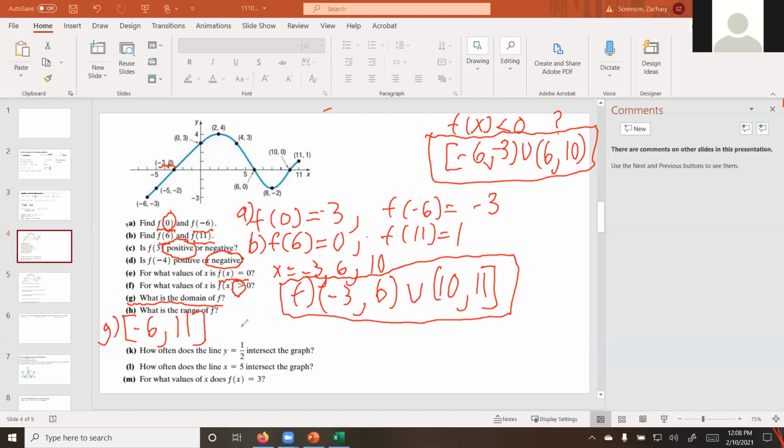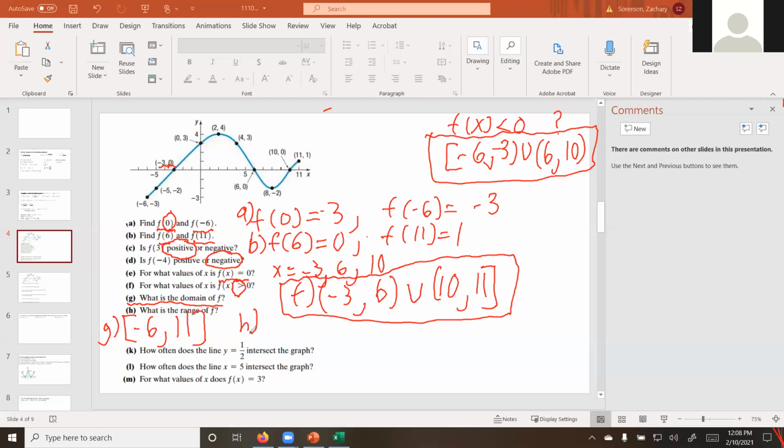Okay, what is my range? Now, range, I don't think we've actually talked about in this class. Domain is all of the possible x values. Range is all of the possible y values. So what are all of my possible y values? Or, another way to think about it, what's the smallest y value? What's the largest y value? And then everything in between them.